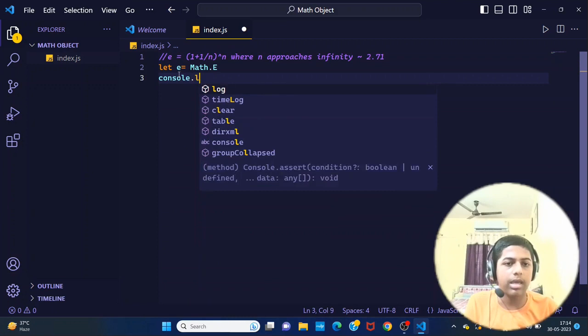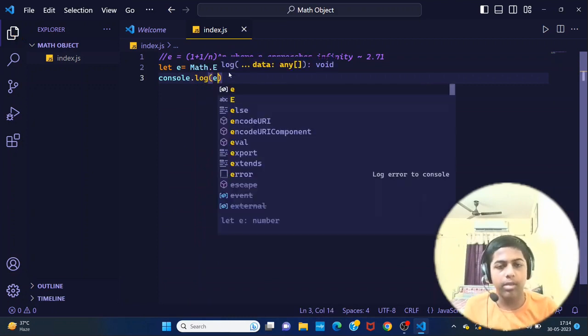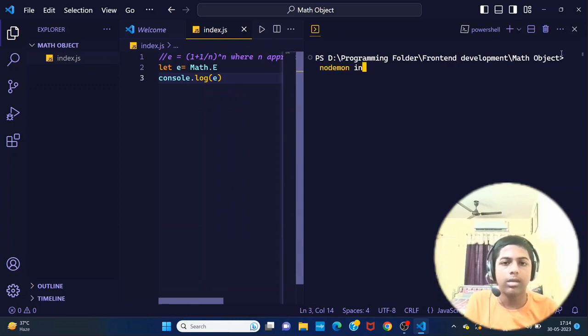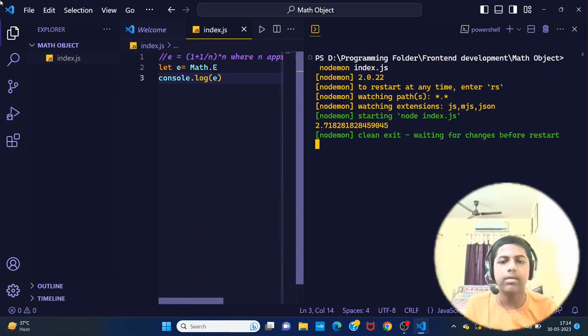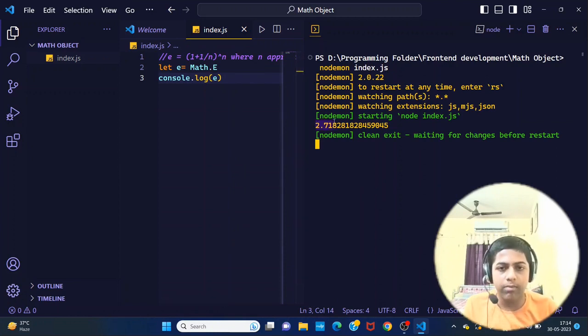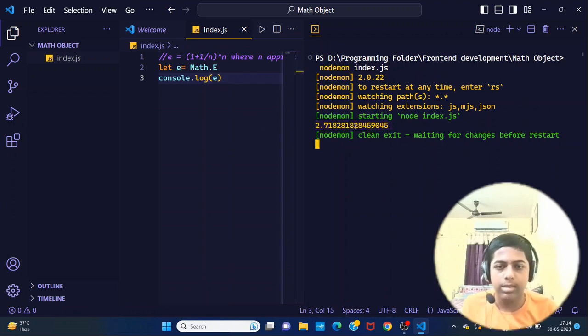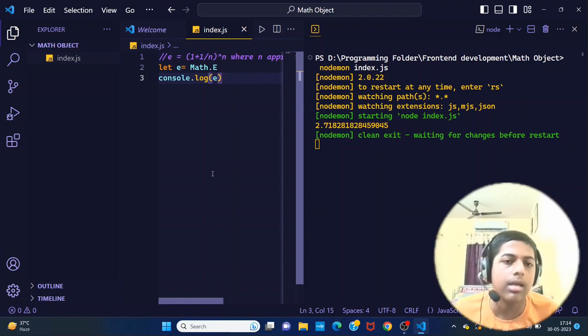Let's say console.log e. It should give something approximately like 2.71. Let's go here and run it by using nodemon index.js. And here you can see 2.718281828459045. So this is up to about 15 decimal places, right?